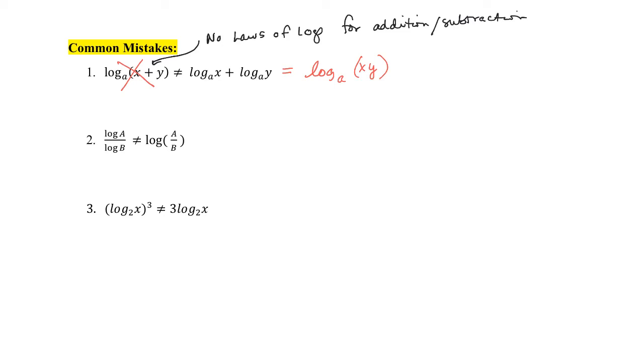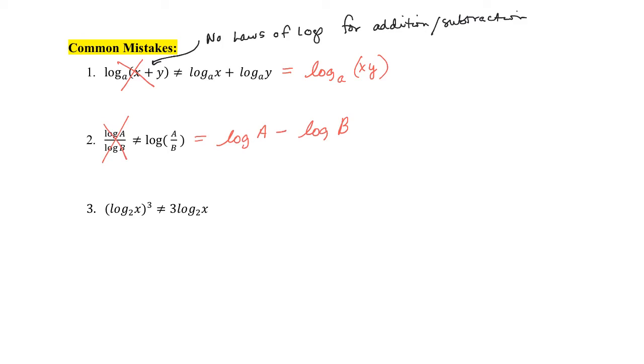Another one that we see all the time: log base A divided by log base B. People will tell me that that's equal to the log of A divided by B. These aren't crazy jumps to make, it's just not true. What we actually know is log of A divided by B, if you expanded that, is log of A minus log of B, not this.